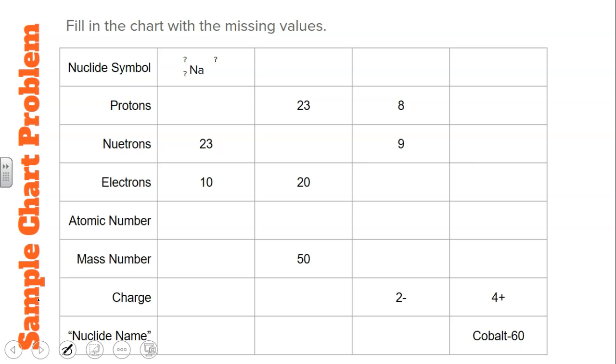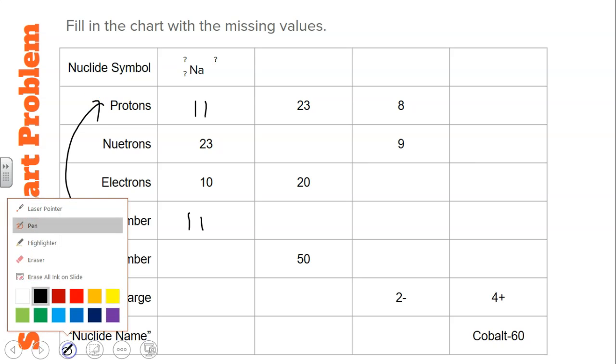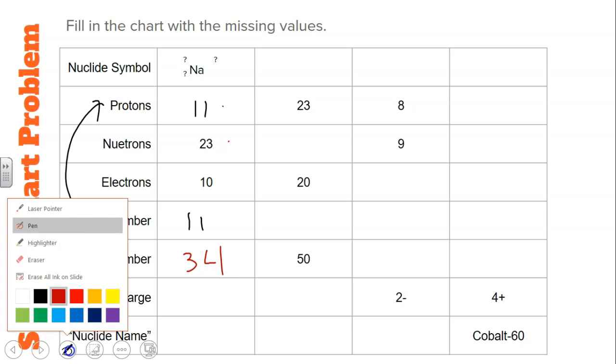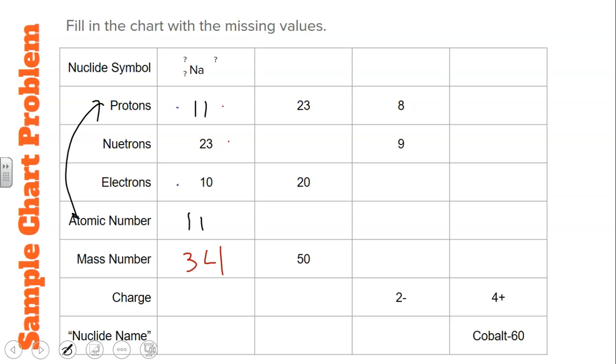And so if we're going to determine the number of protons in sodium, we look at the periodic table, and that's going to give us a number of protons as 11. The atomic number and the number of protons is always the same. Okay, the mass number is the number of protons and neutrons added together. So that's going to give you a mass number of 34. And the charge, remember, the charge is a comparison between the number of protons and the number of electrons.